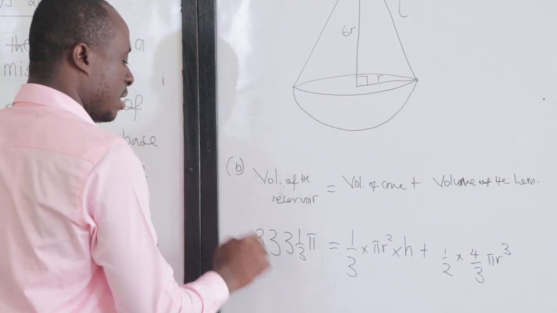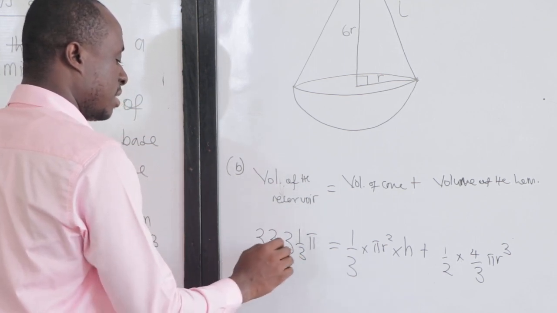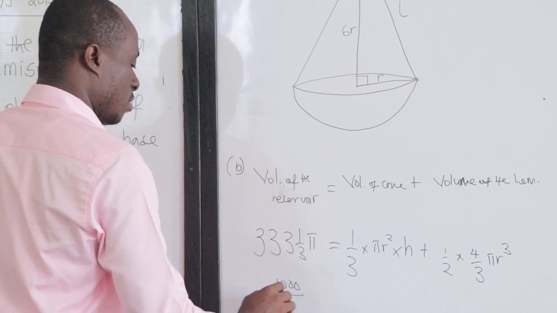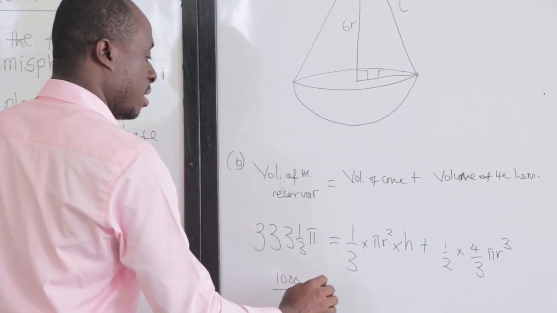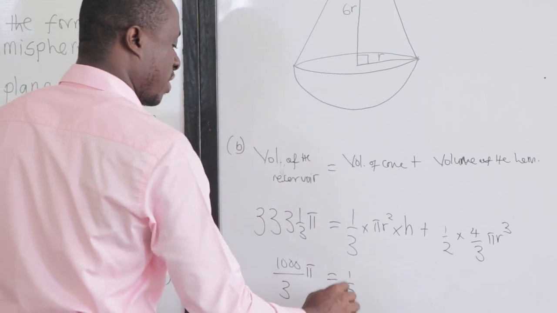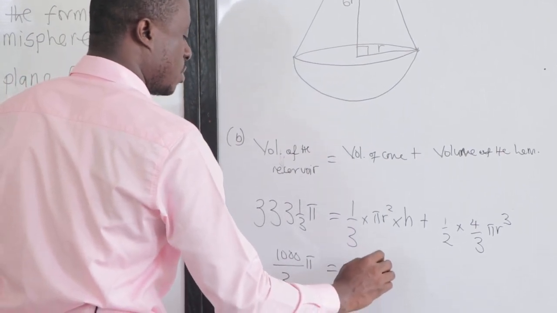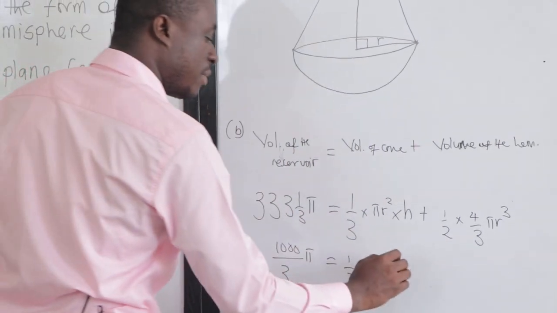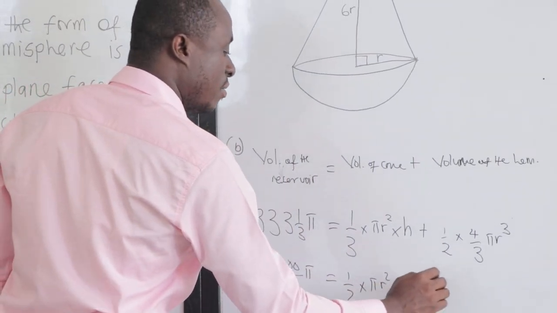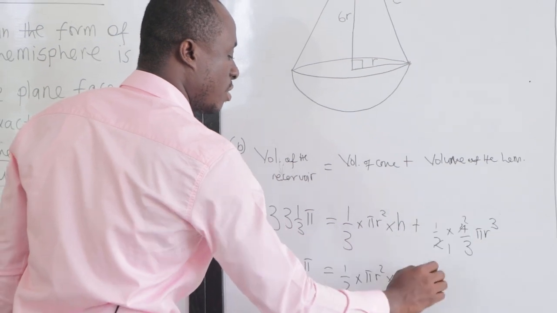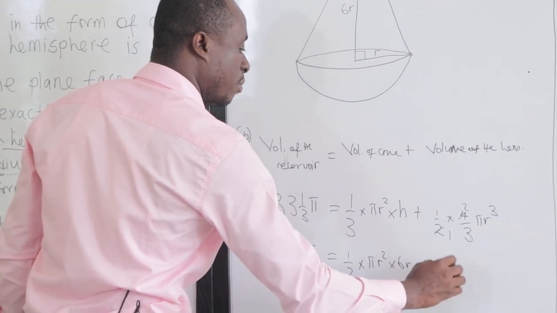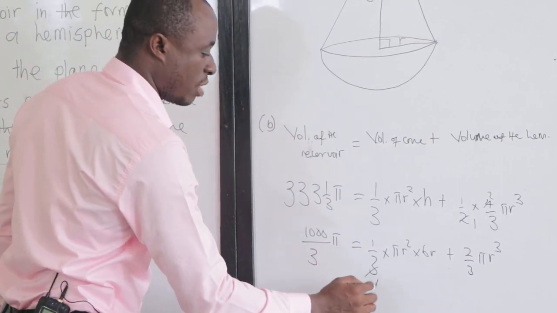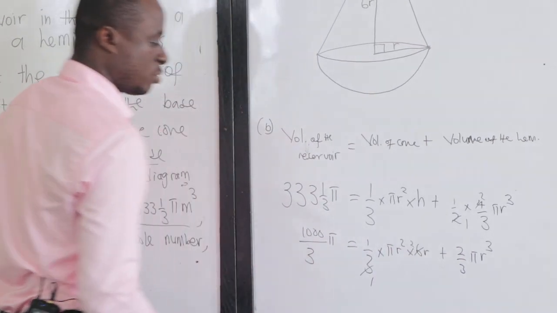Clearly from here, we have to change this. So 3 times 333, that's 999 plus 1, so we have 1000/3 pi equal to 1/3 times pi r squared. Now, the height was given as 6R from the question. The height is 6R. Plus, now this will be a 1, this will be a 2, so we have 2/3 pi r cubed. Now let's see, 3 will go here, 1, 3 will go here, 2.